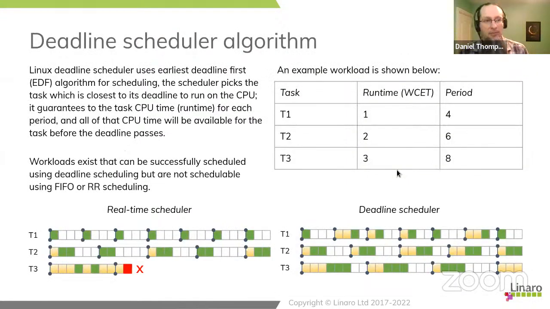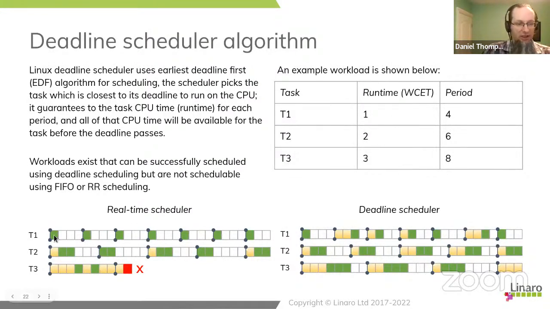Now, we wanted to dig a little bit deeper, just to follow up on my assertion I made last week without proving it, that the deadline scheduler makes it possible to schedule workloads that cannot be scheduled using the real-time scheduler. And there's an example. This is a single CPU system. It's running 3 tasks, and our tasks have a worst case execution time of 1, 2, and 3 milliseconds respectively. And we've got a period of 4, 6, and 8. And in this case, the deadline is also the same as the period for convenience.